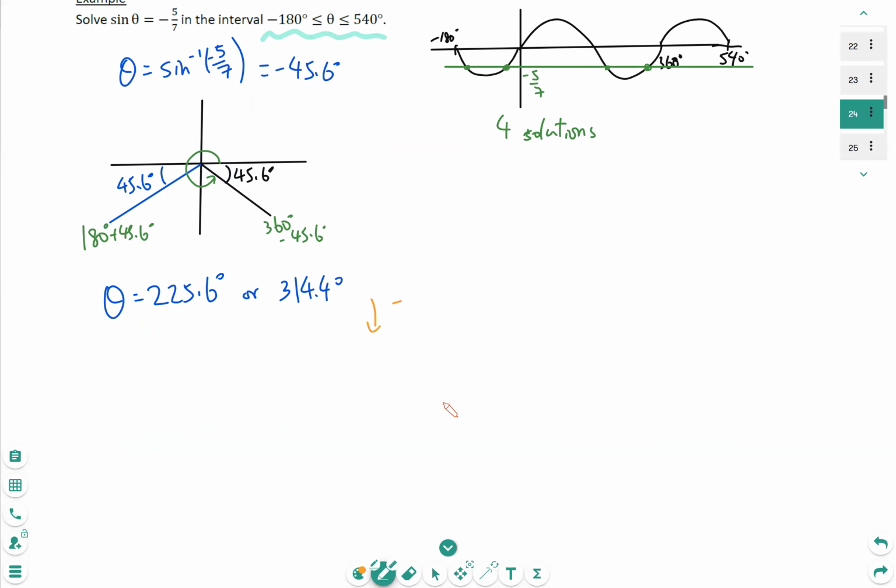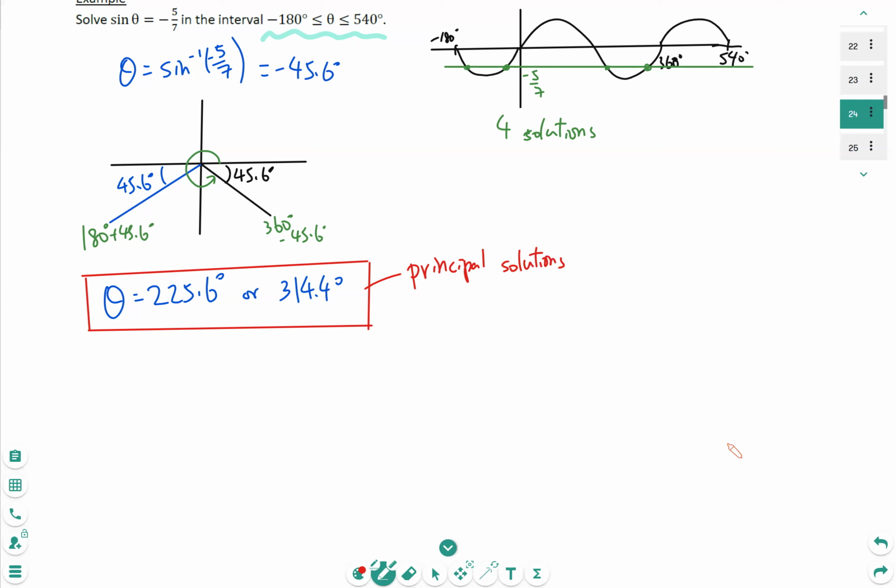By the way, I do have to explain to you, this is what we call the principal solutions. So make sure you write down, this is what we call the principal solutions. That means they are the original, they are the OG. We're going to use these two as a base to find more and more solutions.